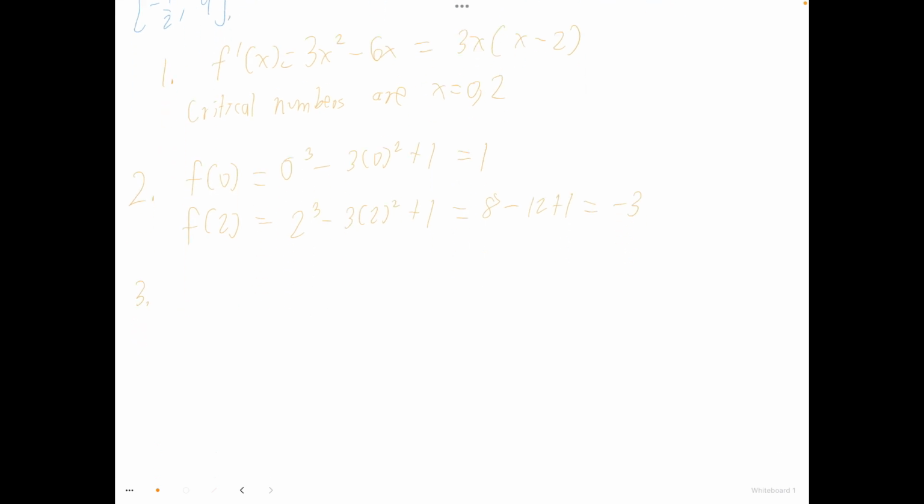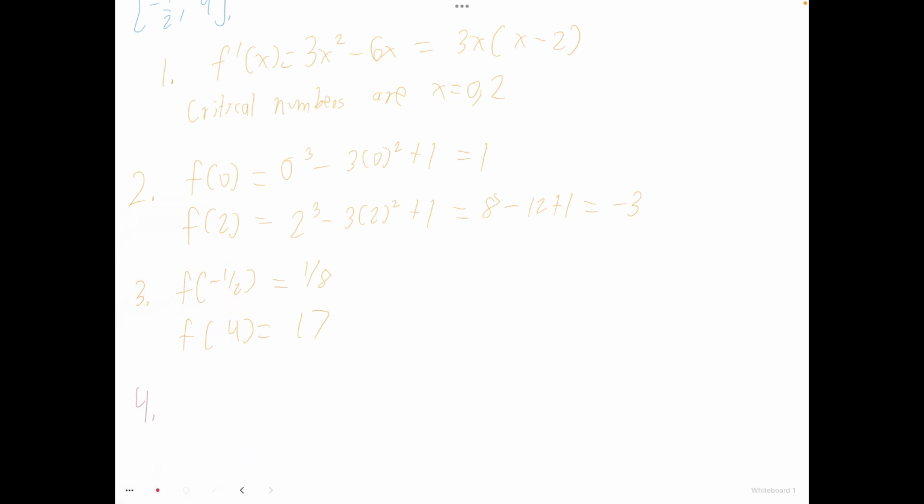For step 3, we're going to plug in the endpoints. So we want f of -1/2 and f of 4. I'm just going to give you the values here. If you plug in -1/2, you get out 1/8. And if you plug in 4, you get out 17.